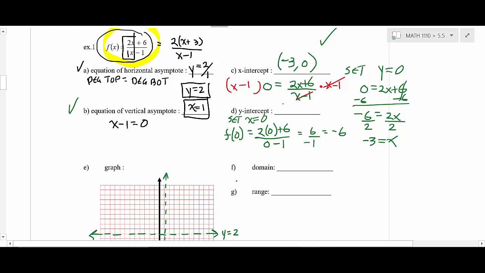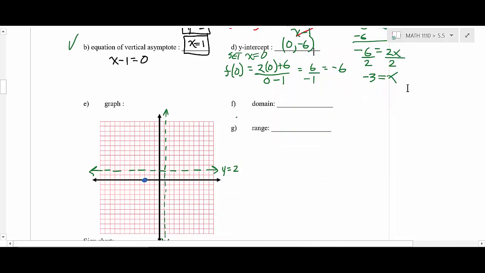So you want to write that usually as a point. X is 0, y is negative 6. What that does is give you your y-intercept. So what you would want to do is go to your graph and just put a dot on the y-intercept, just go down 1, 2, 3, 4, 5, 6. And then you've got 2 points on the graph now.